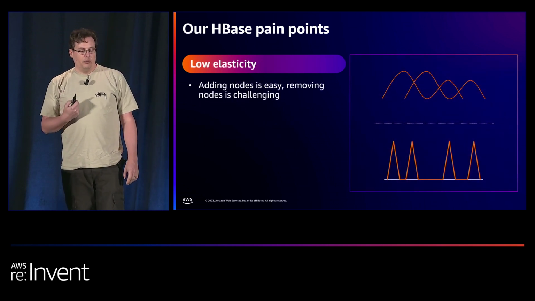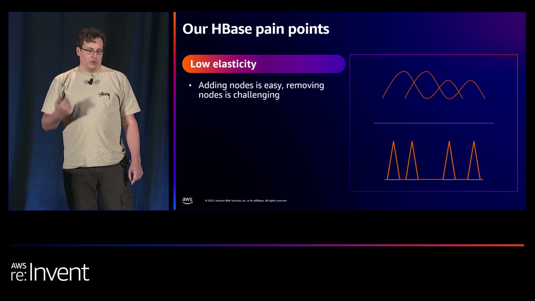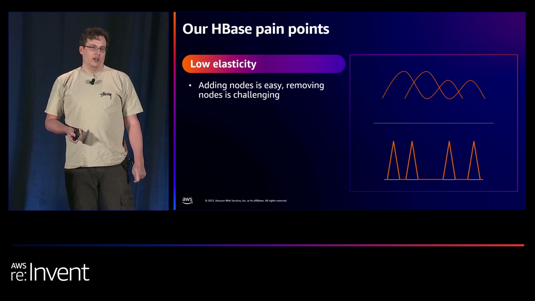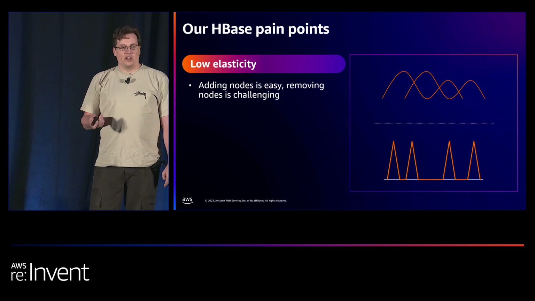But then the real, major second pain point is low elasticity. As Tom mentioned, we're dealing with multiple variable workloads and we always have to be prepared for the worst. And so we were consistently overscaling and over-provisioning, which is just not financially efficient.